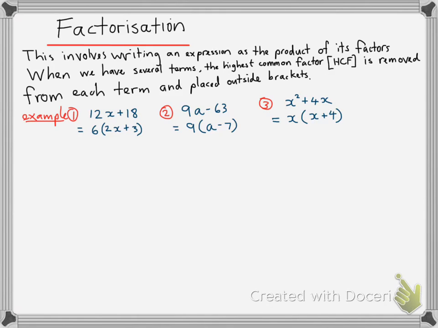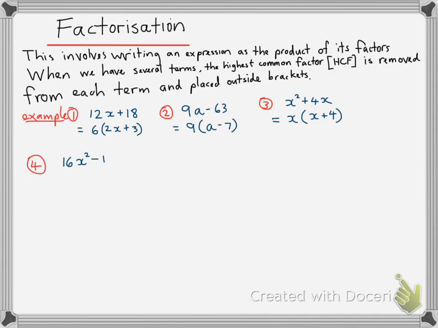Plus 4. If we were to expand that out, we would get x times x, which gives us x squared, and x times 4, which gives us 4x. So it's a good idea after we've factorised to check by expanding out, even if we do that on a rough piece of paper.